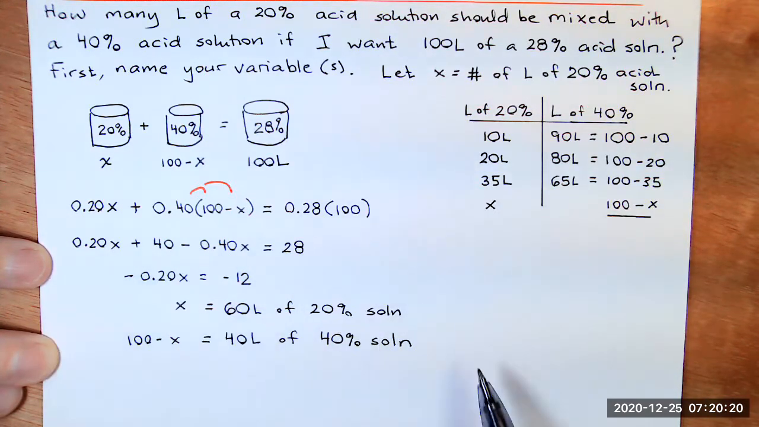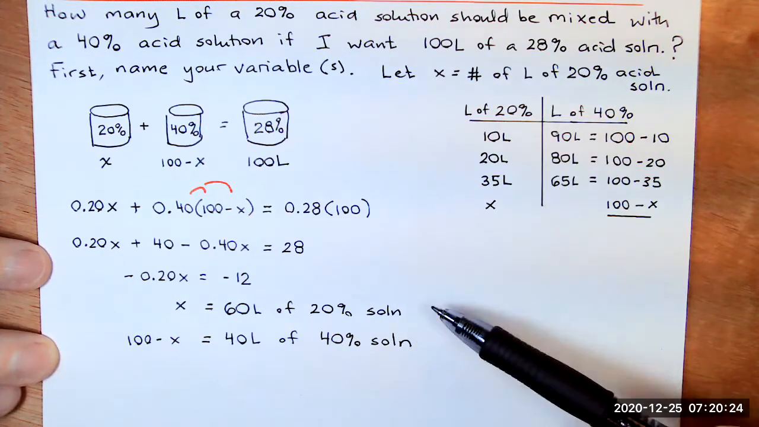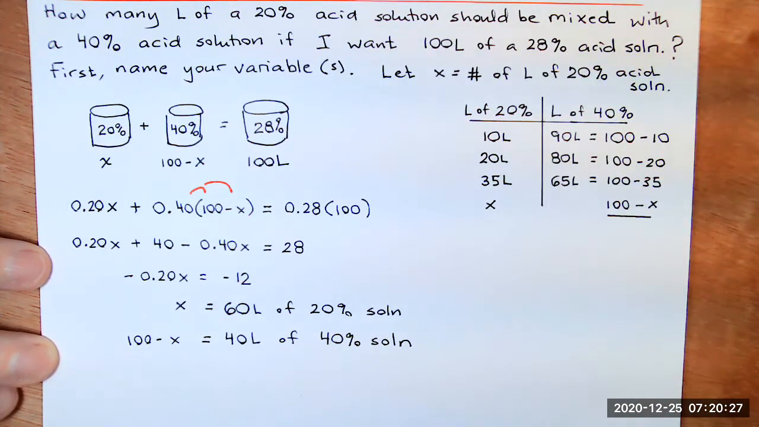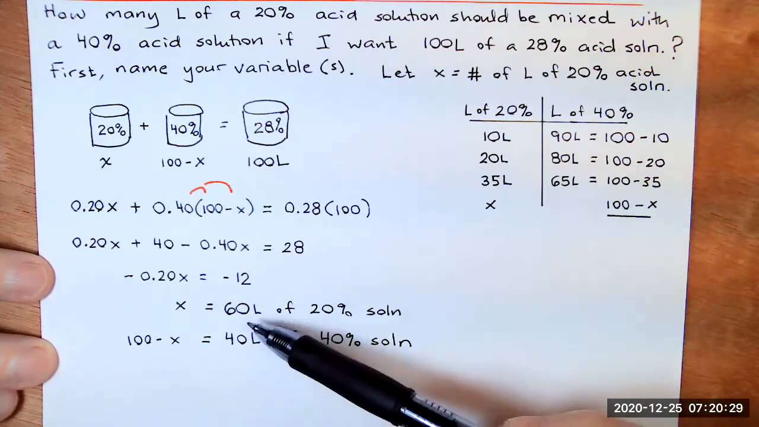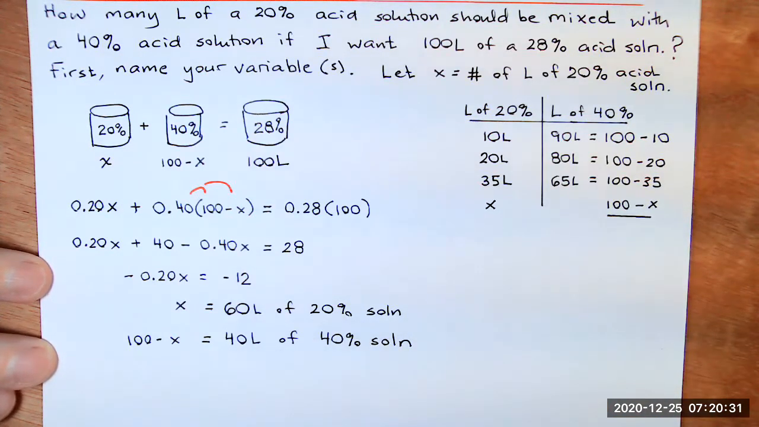And then whenever you're solving a word problem, just ask yourself, does this make sense? So if you got a negative number, you would start all over, or something that didn't add up to 100, that would be something of concern.